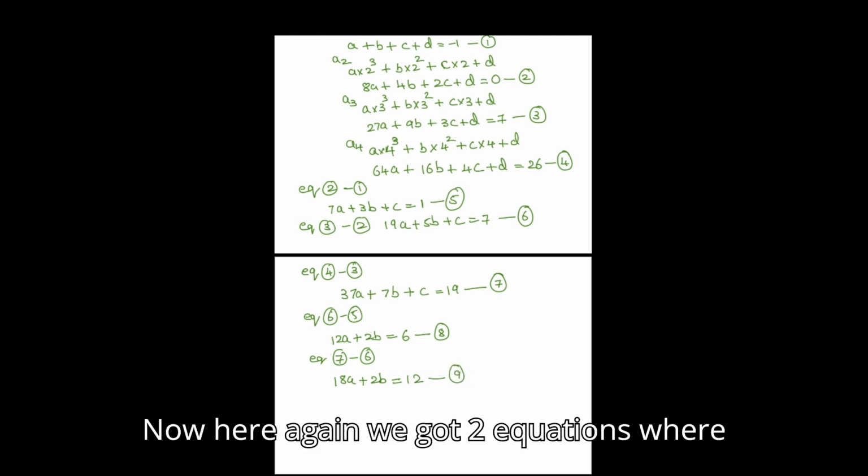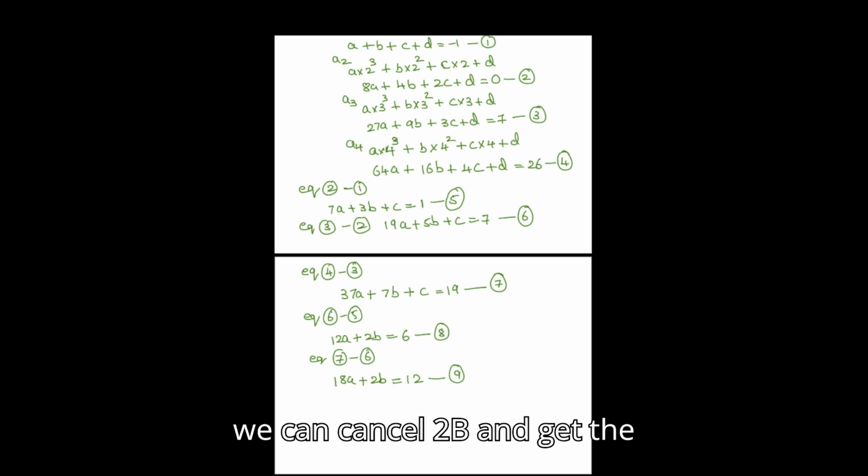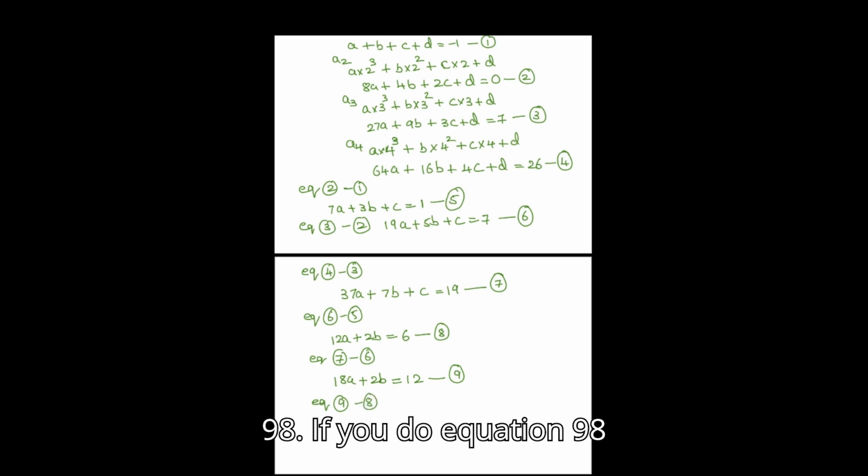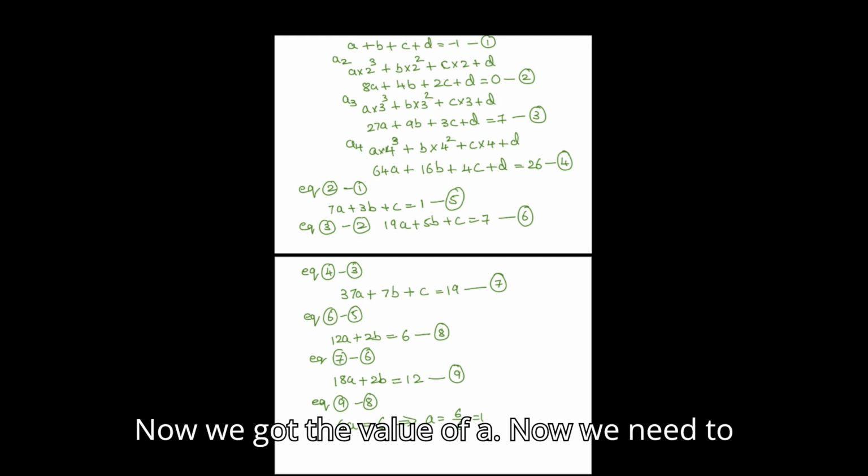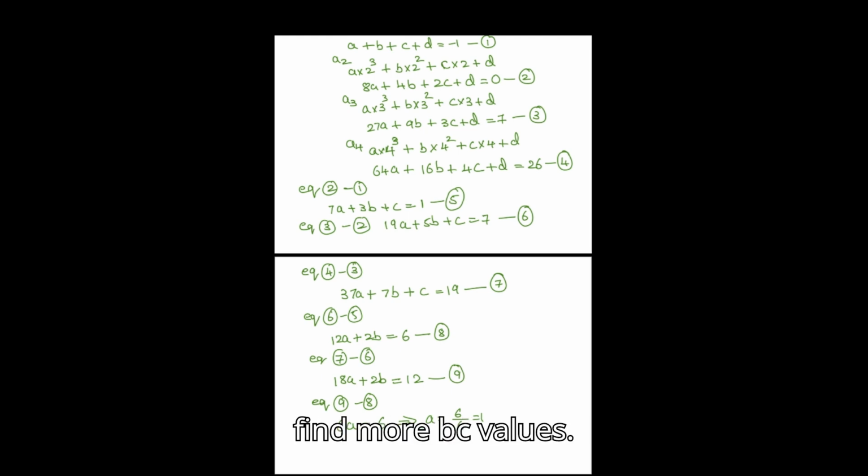Now here again we got two equations where we can cancel 2b and get the a value. So do equation 9 minus 8. If you do equation 9 minus 8, we get 18 minus 12 is 6a, 2b gets cancelled, and 12 minus 6 is 6, which means a is equal to 6 by 6, which is 1. Now we got the value of a. Now we need to find more b, c values.